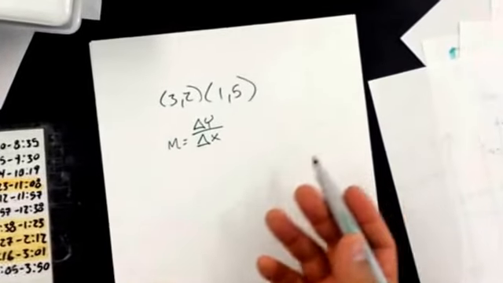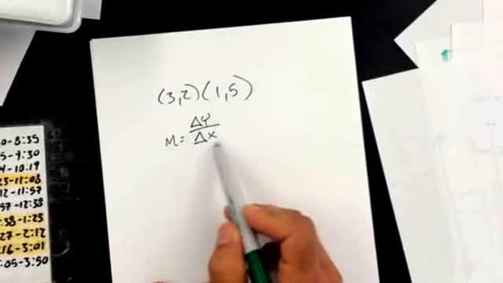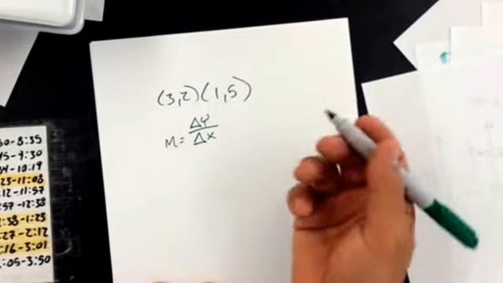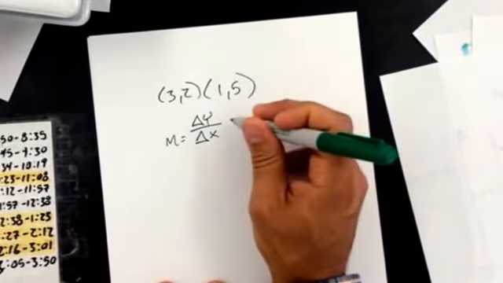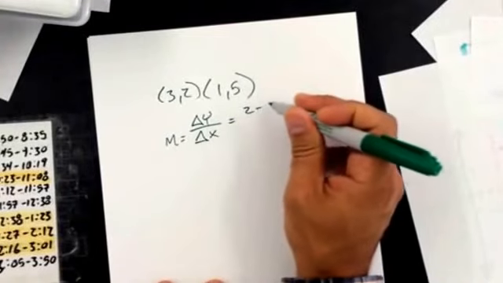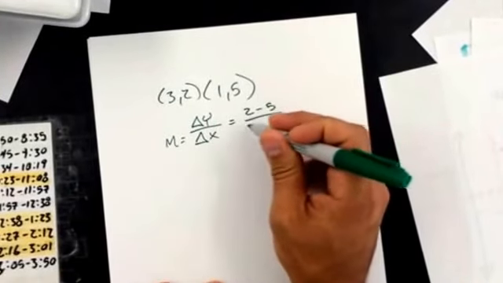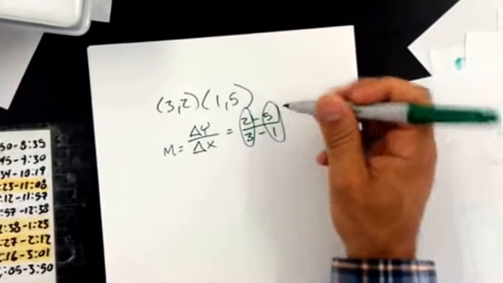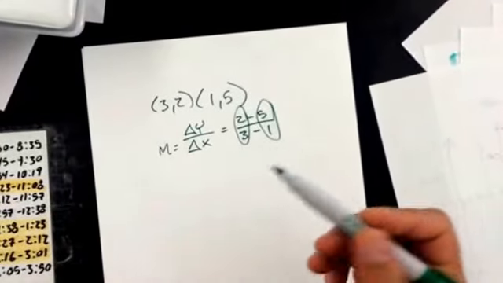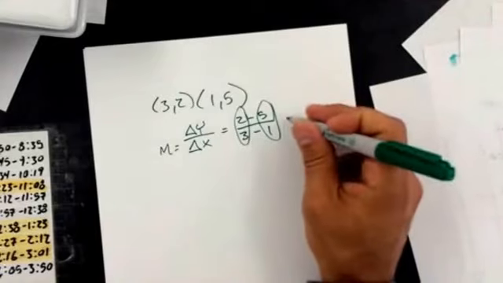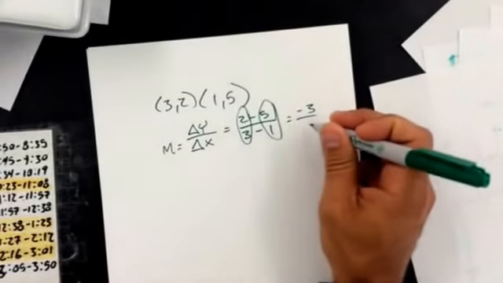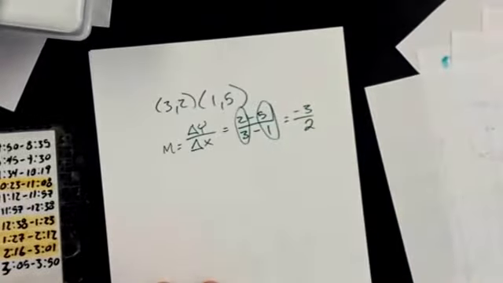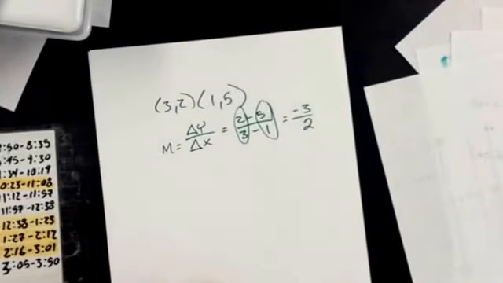So I know that you guys learned y2 minus y1 over x2 minus x1. That's not true. It's the change in y over the change in x. So I want to figure out what the change is. So in order to do that, 2 minus 5 over 3 minus 1. Now notice that this is 1 point and this is the other point. That's really important that you keep those together. So 2 minus 5 gives me negative 3. 3 minus 1 gives me 2. So my slope is negative 3 over 2.